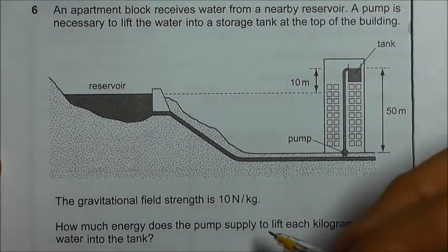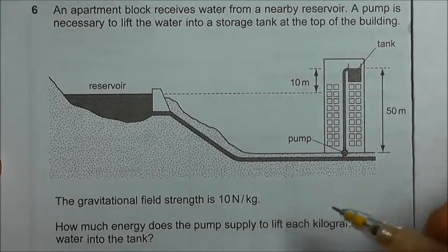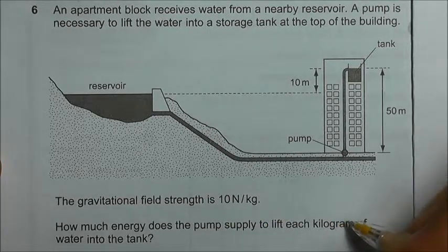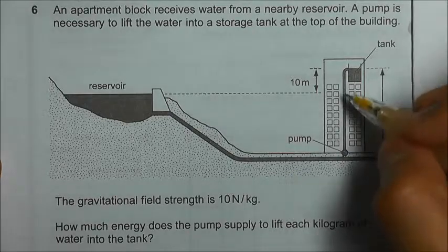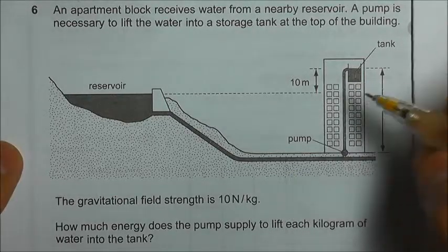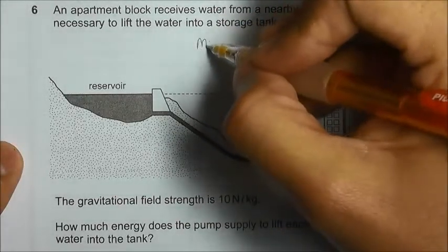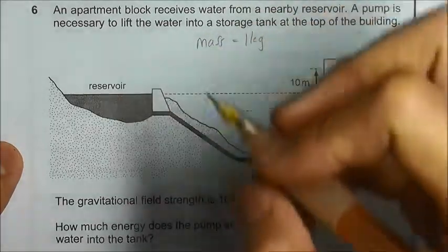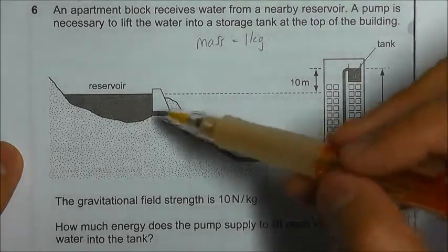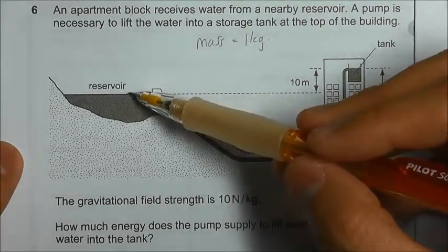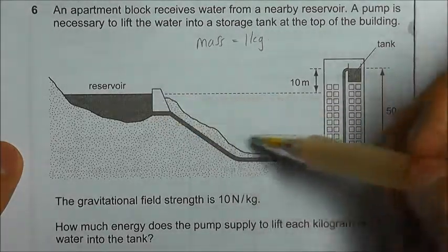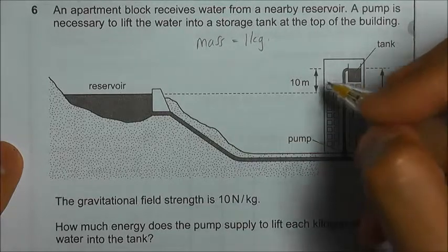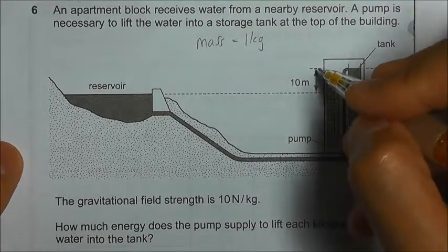We are asked how much energy the pump needs to supply to 1 kilogram of water to pump it up to the water tank here. So we have the mass, which is 1 kg, and the water is initially at the reservoir height. If you want to pump it up to the tank, it's just a height difference of 10 meter.